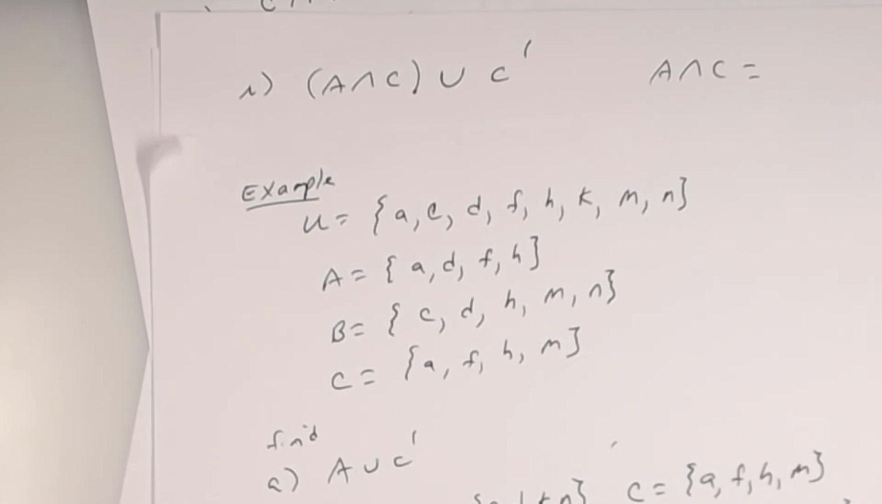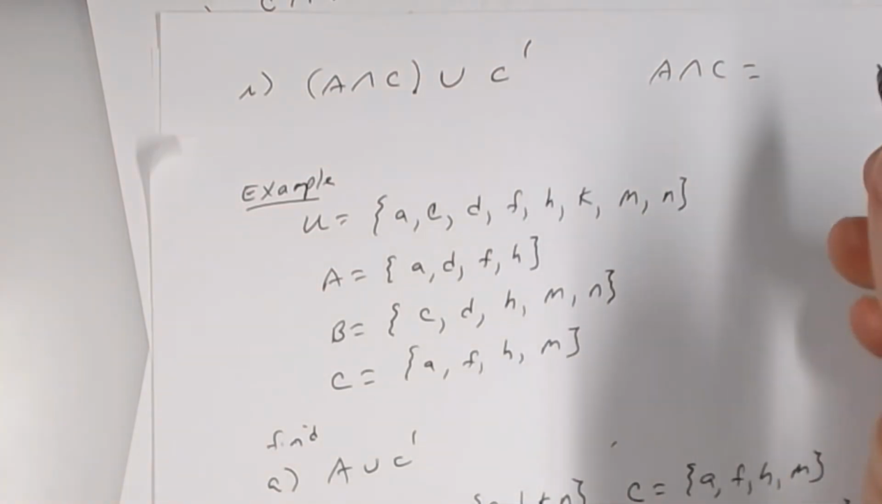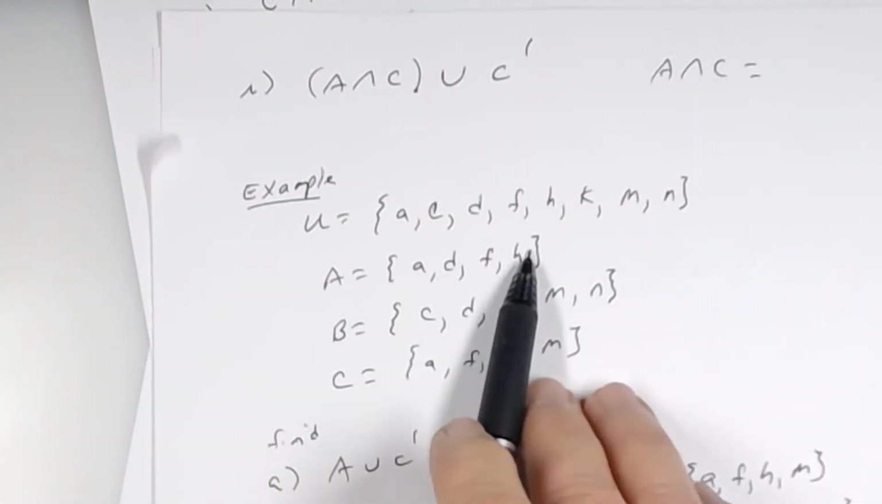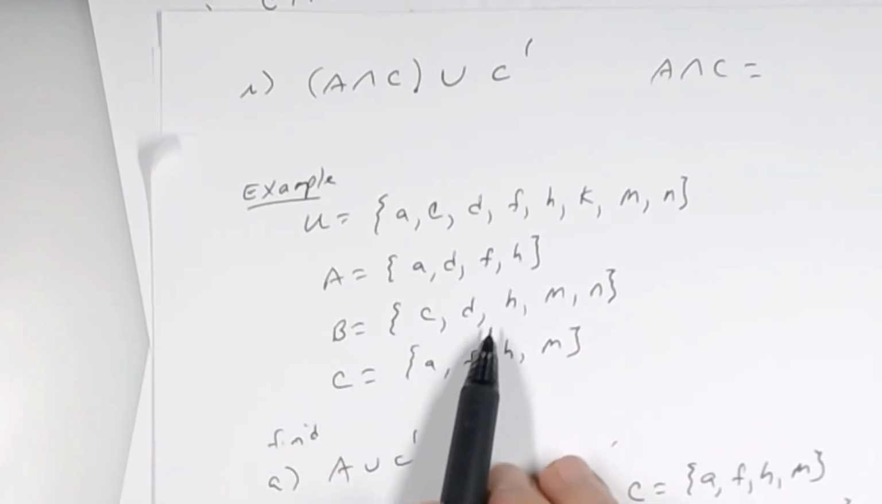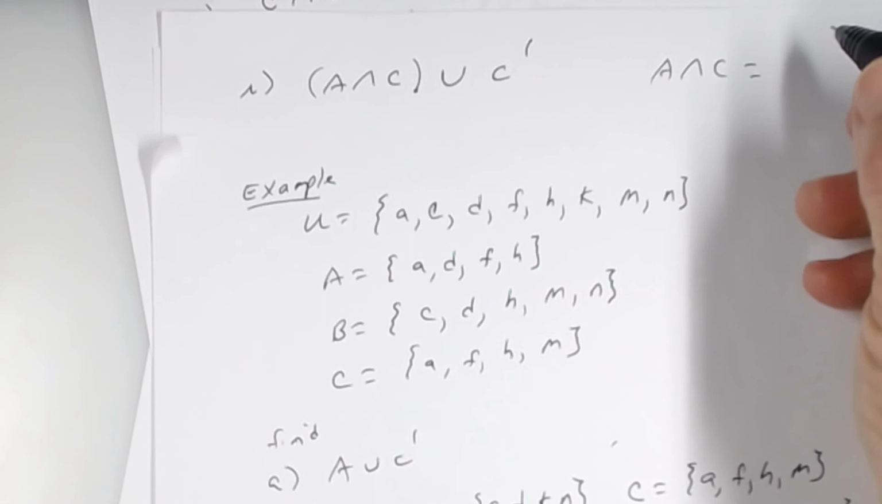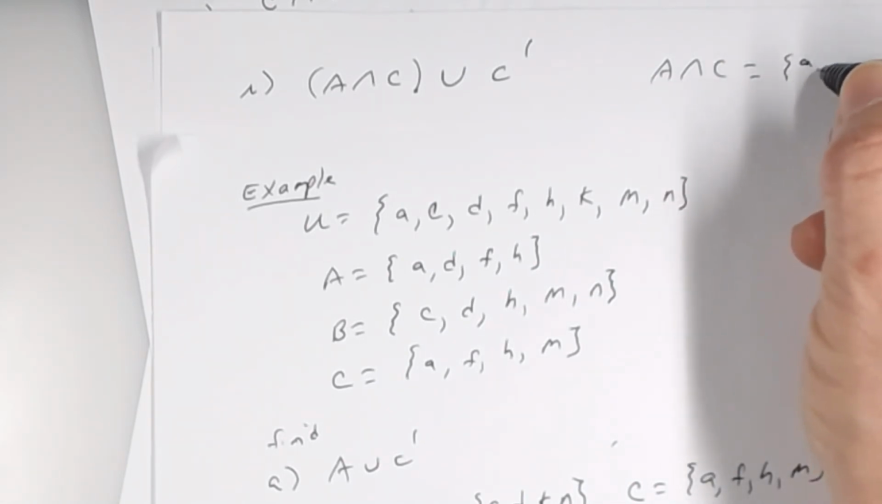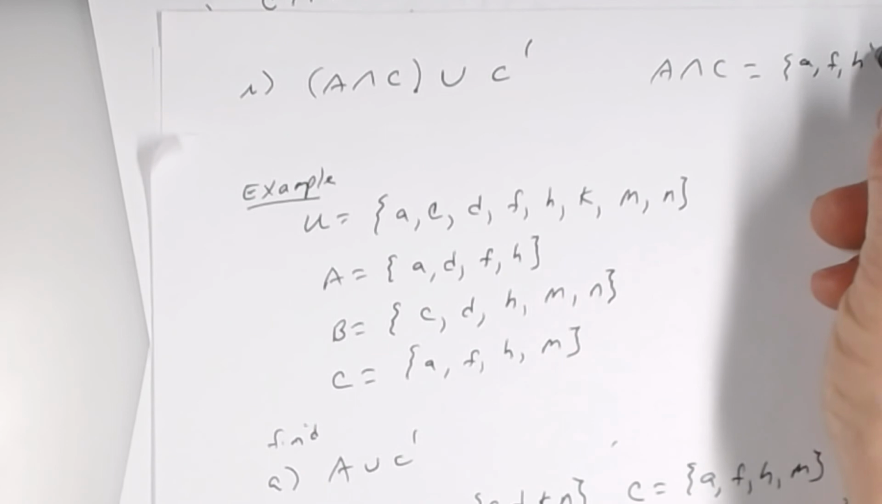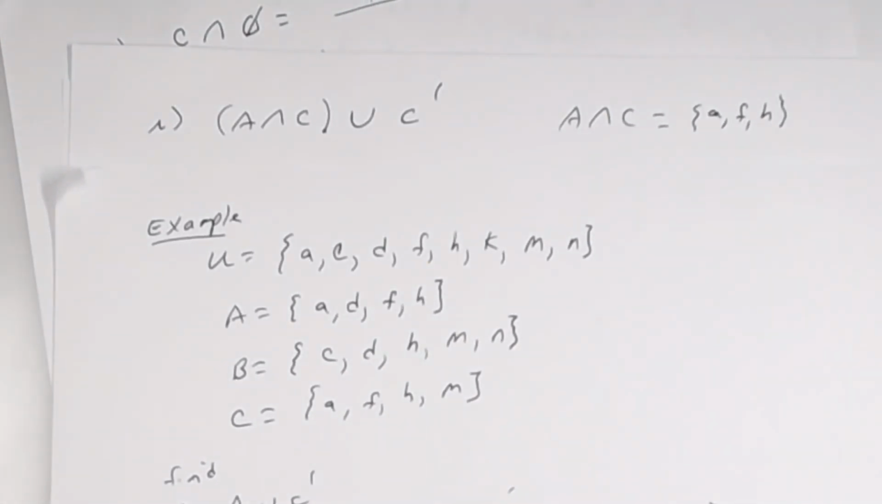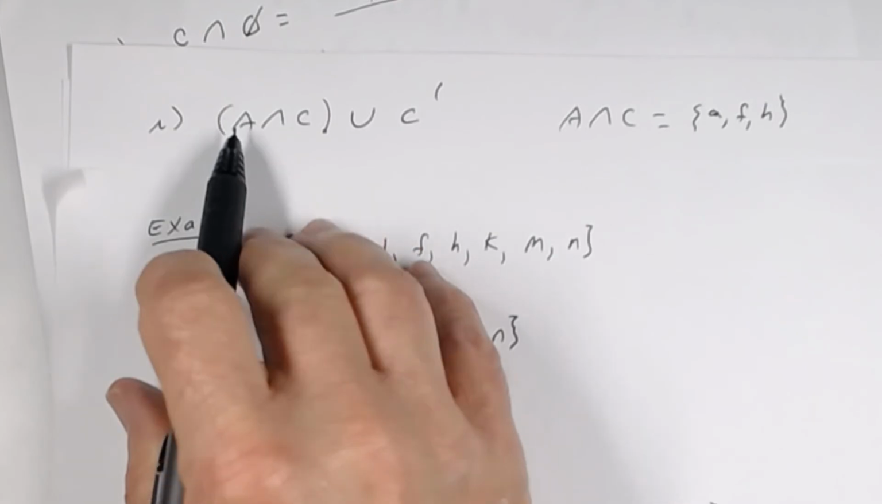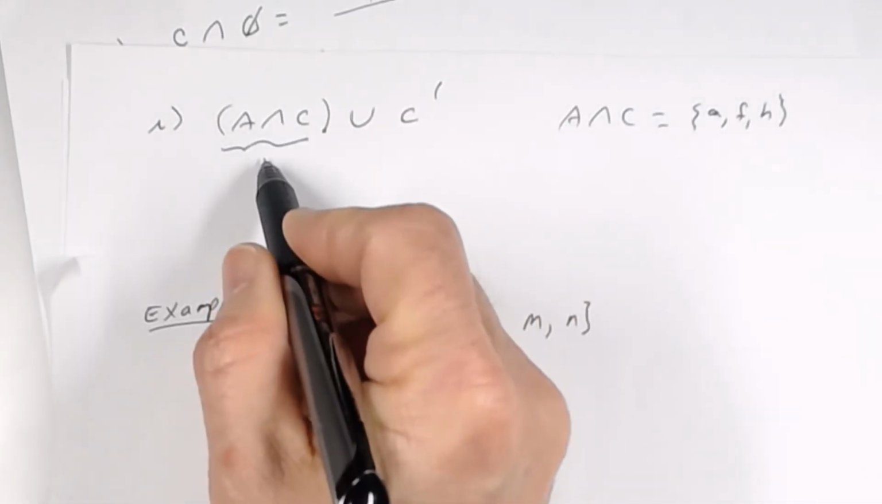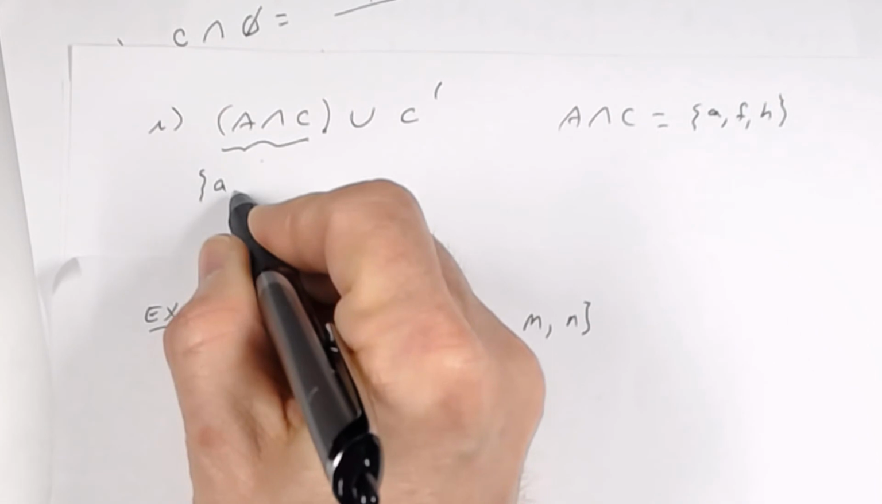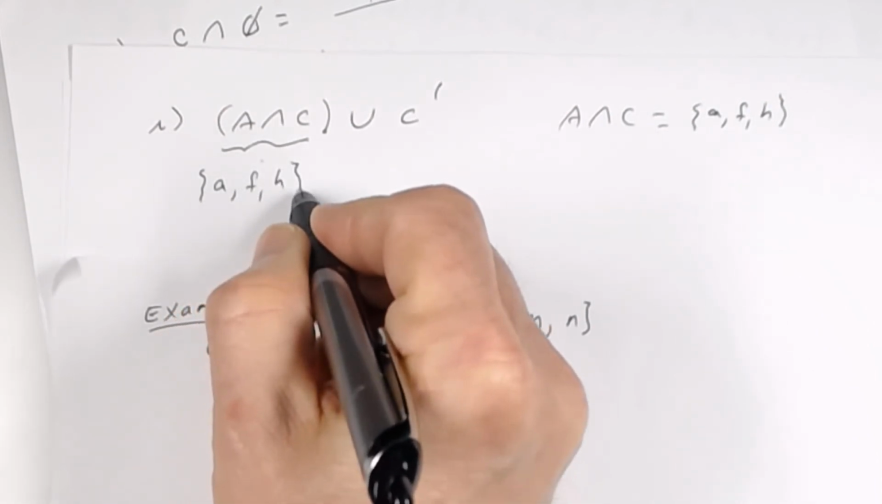All right. A intersects C would be, what do these two sets have in common? So they have an A, F, and H. So A intersects C would be the elements A, F, and H. All agree? Okay. Now, so that's what this is. I'm going to write it right here. It helps if you write it right here. So that's going to be A, F, and H. Y'all agree with that? Union.